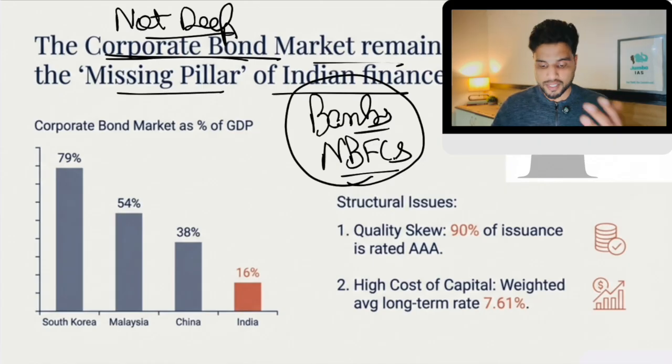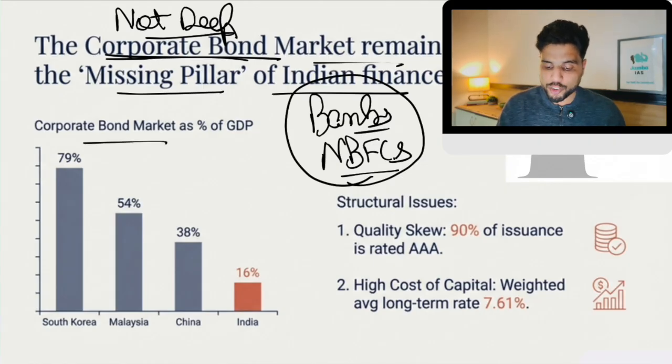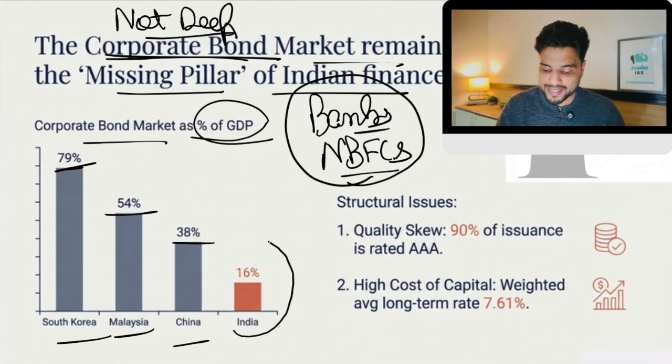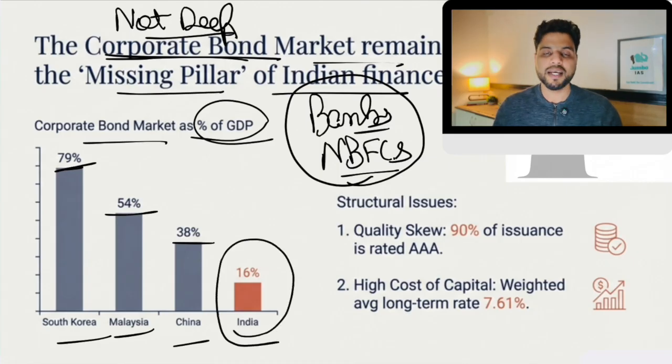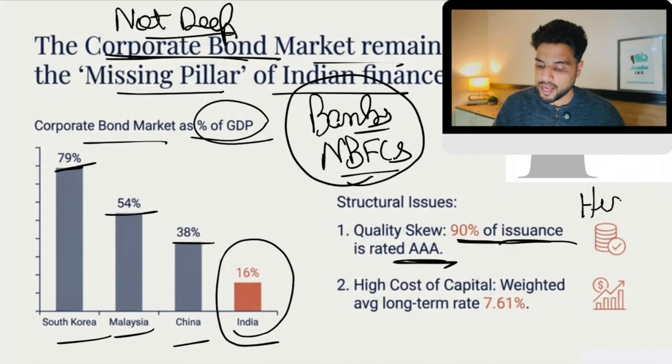If we take a look at other countries, the corporate bond market as a percentage of GDP for South Korea is 79%, Malaysia 54%, China 38%, and in India it's 16%. And why is that? Because only large corporates issue bonds. The evidence of this is that 90% of the corporate bonds issued are AAA rated. That means high rated. And who issues high rated bonds? Large corporates.